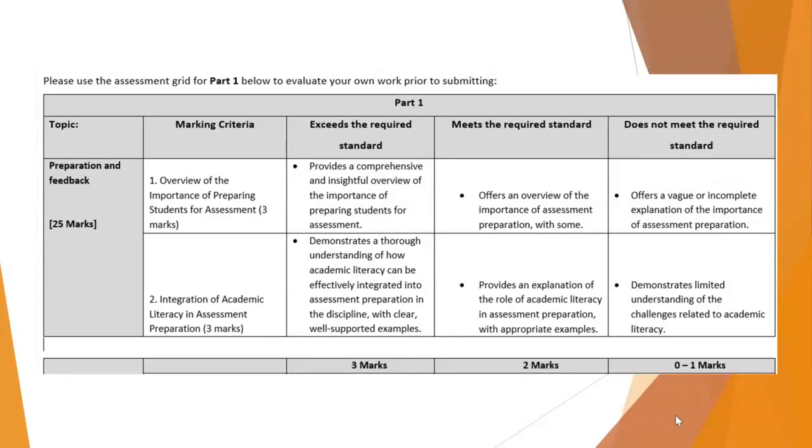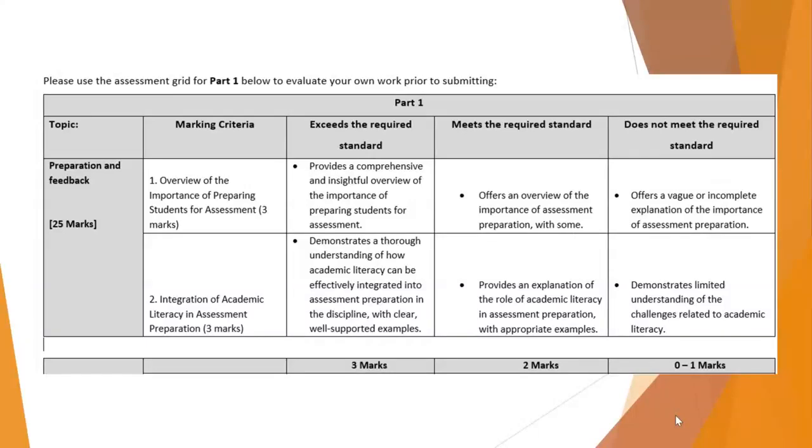Integration of academic literacy in assessment preparation, again for 3 marks. Here you need to demonstrate a thorough understanding of how academic literacy can be effectively integrated into assessment preparation in the discipline with clear, well-supported examples. So explain how you can integrate academic literacy in your discipline, why there is a need for it, and then provide some examples.